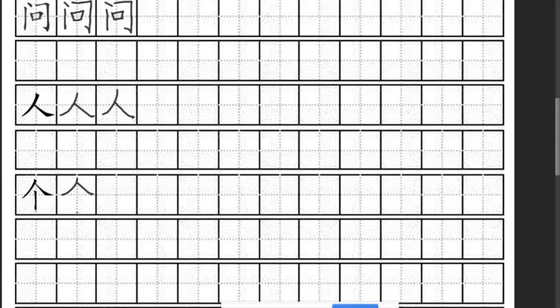Okay? And then you write the 树 in the middle, below the 人. This character is called 个. 一个两个, a unit, a counting unit. 个. Okay, so let's do it again.